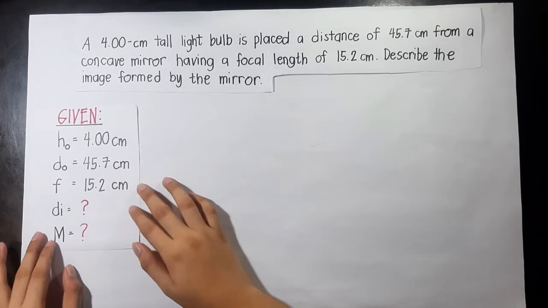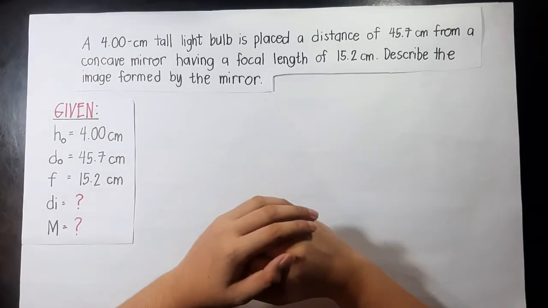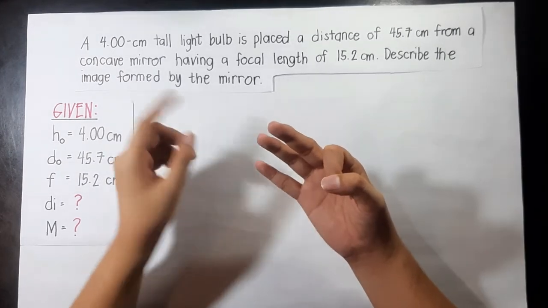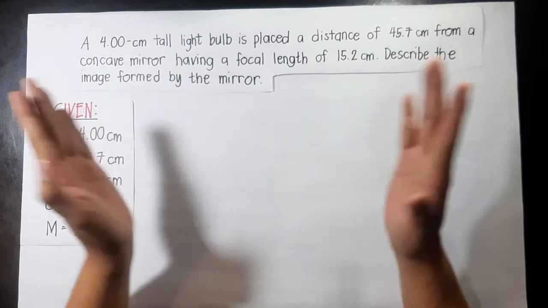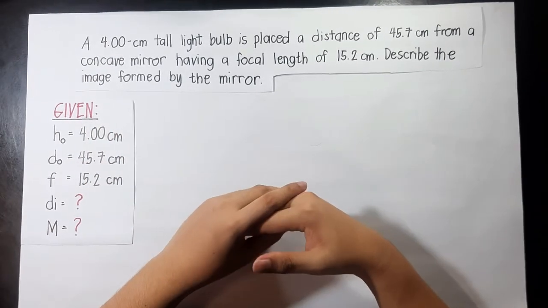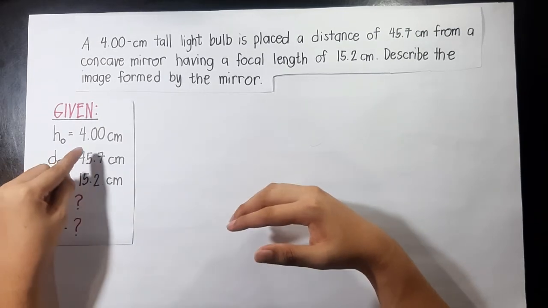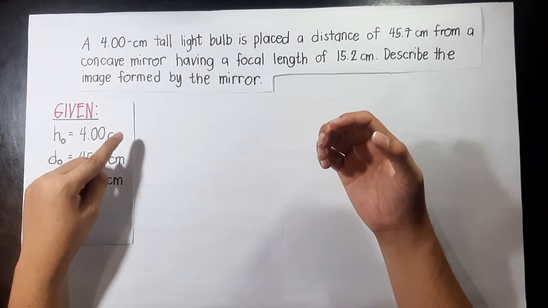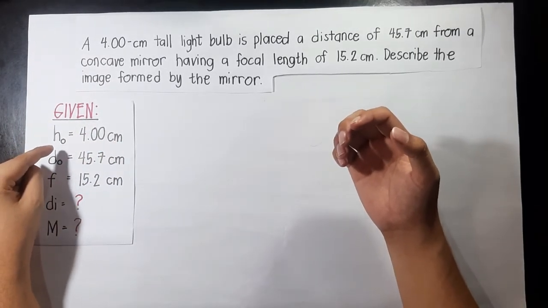So the first one, let's identify first what are the given in the problem. So as you notice, meron tayong tatlong values in our problem. The first value is 4.00 cm tall. Now obviously, sinabi na ng problem that this 4.00 cm tall has something to do with the height of the object. That's why this 4.00 cm belongs to the height of the object or HO na tinatawag natin.